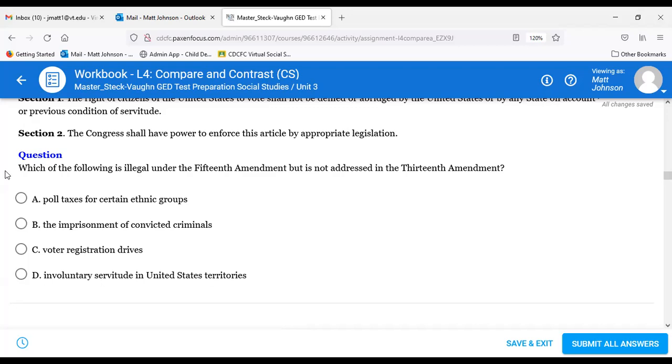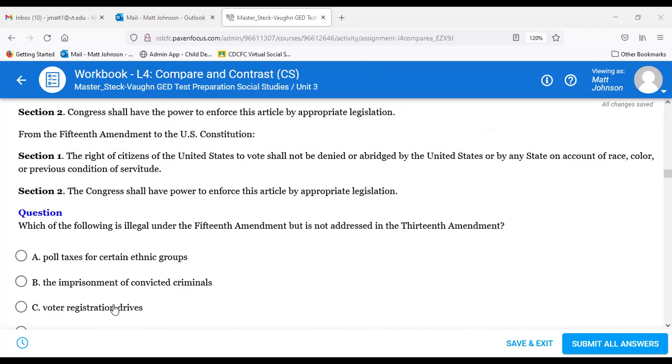Right. And you could think about summarizing it as far as the amendment goes. So the 13th Amendment was basically outlawing slavery. The 15th Amendment is about securing voter rights. So, see? A.